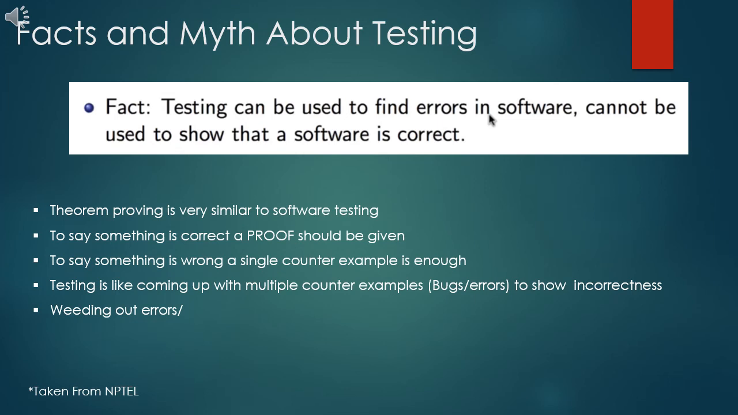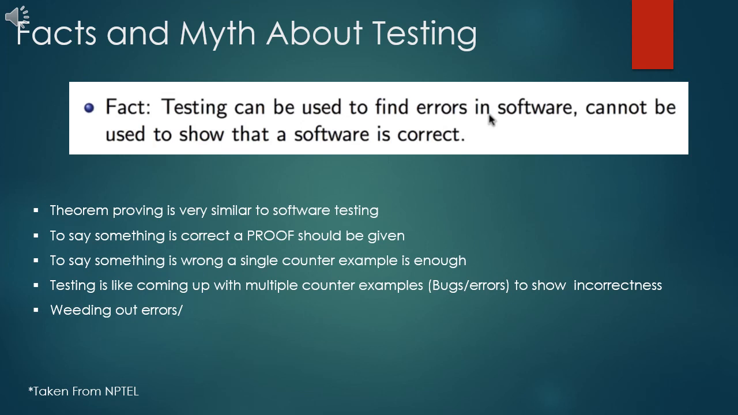Thus, what we are trying to do is, instead of trying to prove that software is correct, we try to come up with counter examples to show that the software is incorrect. The testing actually tries to find bugs and errors. The bugs and errors are nothing but counter examples. They show that in this part the software is failing, and that part is supposed to be corrected. These counter examples are nothing but errors or bugs. By identifying bugs and errors, we try to reduce incorrectness. In no way are we proving that a software is correct. Rather, the mistakes or incorrectness are being weeded out. They are being removed by testing.